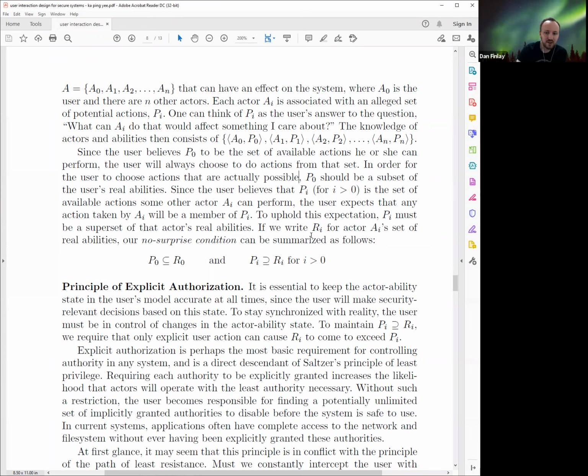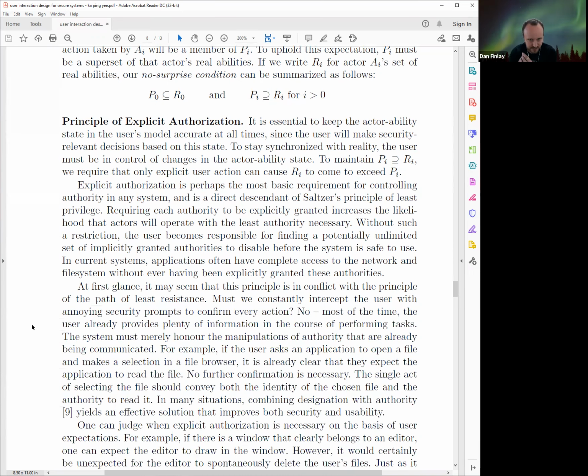If we write R_i for actor i's set of real abilities, so the real possibilities as opposed to the alleged possibilities, our no surprise condition can be summarized as: agent zero's perceived actions must be a subset of the real actions, and any other agent's perceived actions must be a superset of their real actions, for anyone other than the user themselves. Yeah, okay, cool.